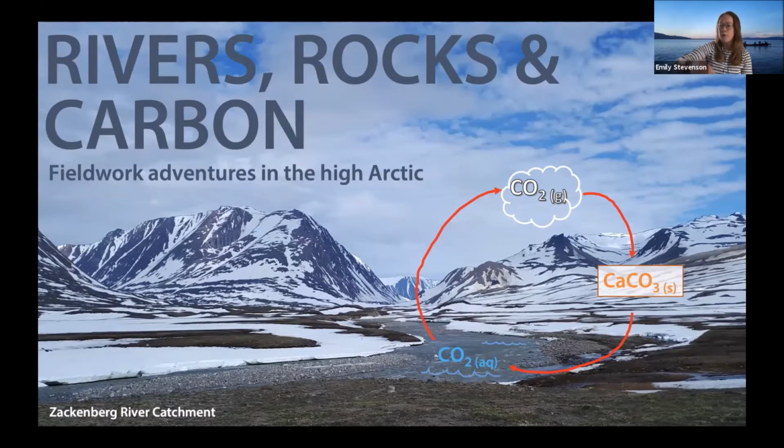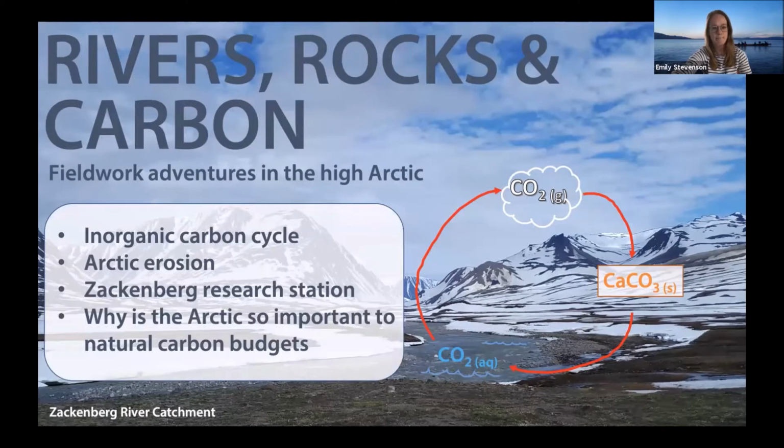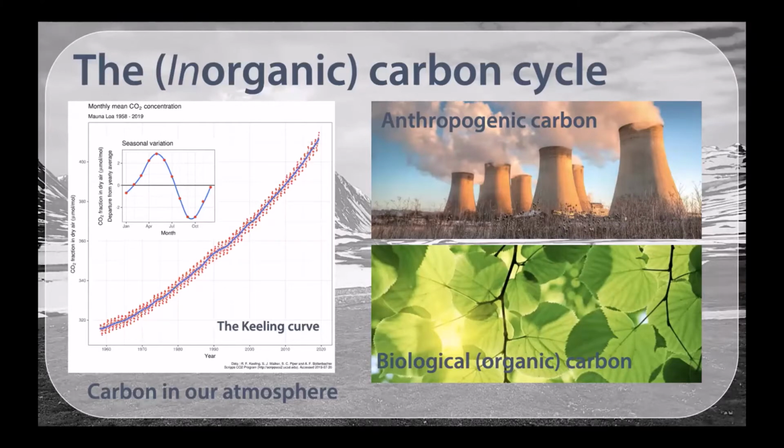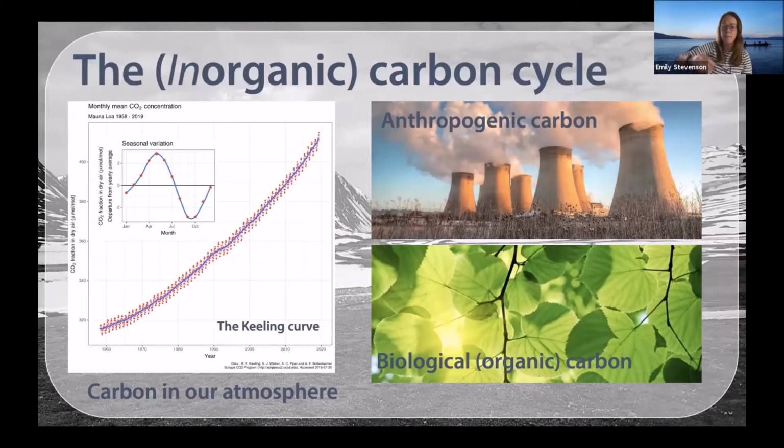We want to show you why the carbon that flows through this river, the Zackenberg River, is so vitally important to our natural carbon cycle, and I'll be going through those things today. As you all know, carbon dioxide, CO2, is a greenhouse gas, and therefore it controls the temperature of our planet and has done so for millions of years. Typically, when we think about carbon, we think about biology. We think about breathing and photosynthesis, and we also think about the anthropogenic carbon that comes from cars and industry.